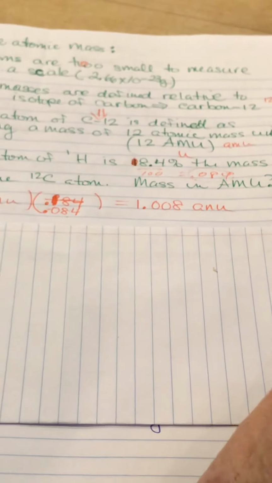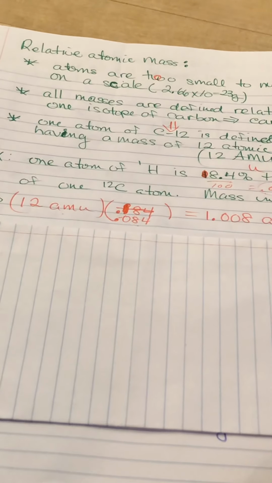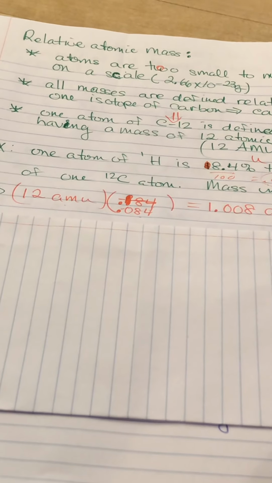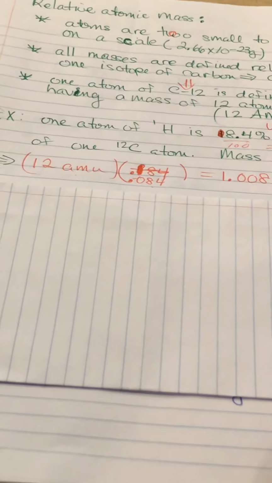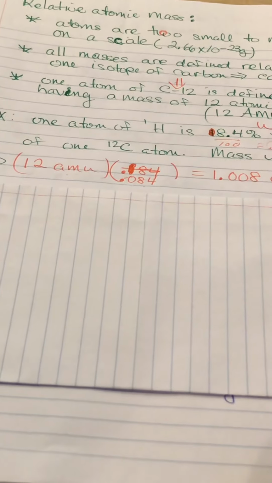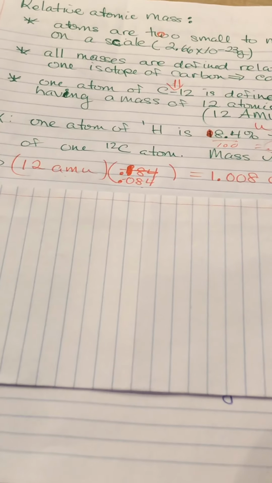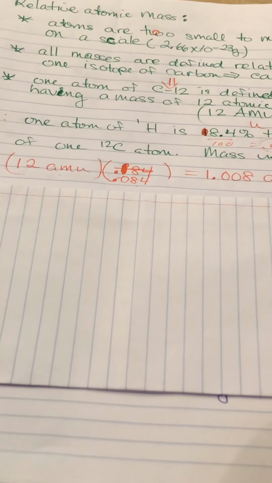And then all of the other masses of all the other elements are done the same way, all relative to carbon-12. Oxygen-16 used to be the standard, but they switched to carbon-12, oh, I don't know, 50 years ago or something. And that's what we now use.